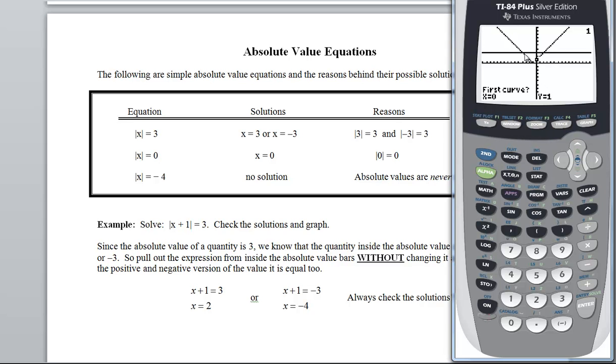So let's try second trace, number 5 for intersect. When we did this before, the equations only hit once. Well, this one hit twice. So let me move it to my first intersection. Hit enter, enter, enter. So negative 4, that's that solution. I've got to do it again because it hits again. So second trace, calc menu, number 5, and let's move it over there. Keep your finger down on that. Whoa, went too far. You'll get there faster. You'll be able to see your cursor move. Enter, enter, enter. So x equals 2. That's my other solution.